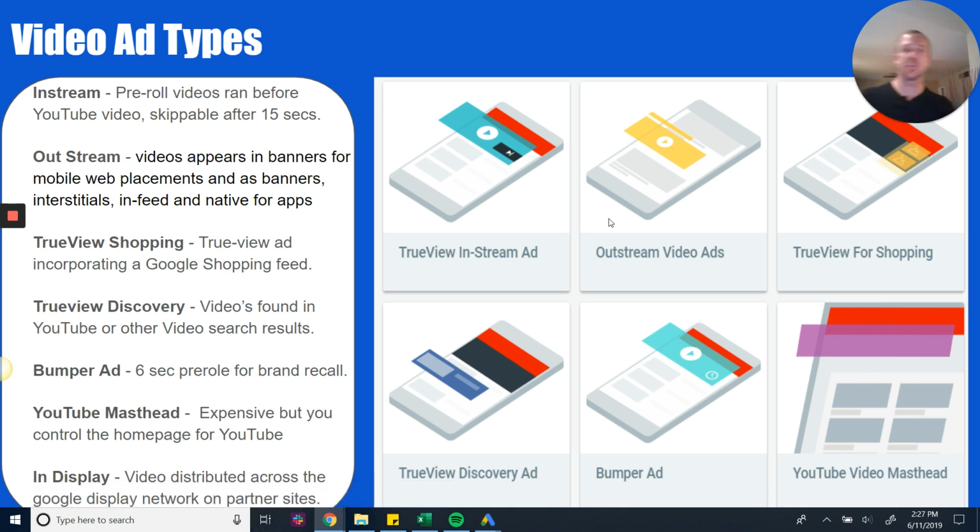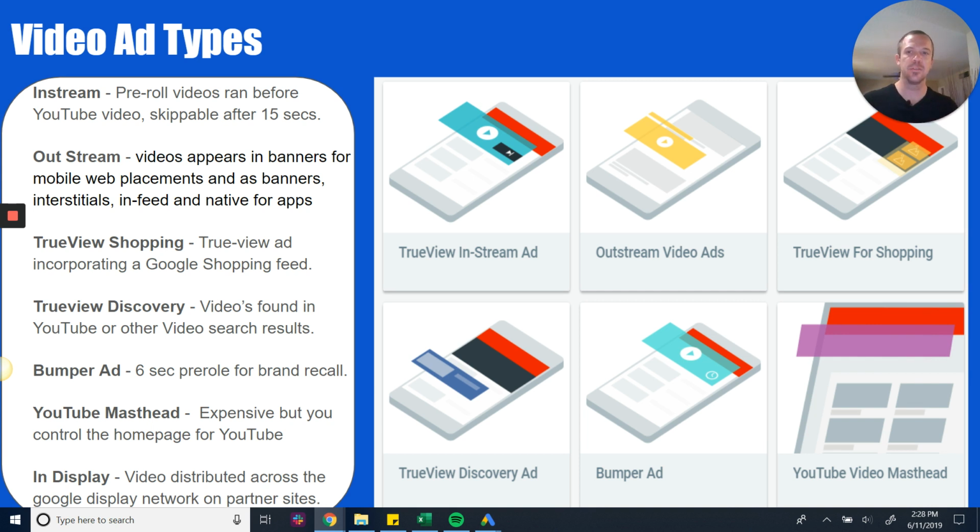So the different video types that are available to us as well. You're going to have in-stream, right? Pre-rolls and videos can run YouTube video skippable after 15 seconds. Now that's changed actually where they're after 30 seconds. So they've just changed those where they are basically more of a longer TrueView. The outstream videos appear in banners for mobile web placement, in feed, and native for apps. So these are going to be more expanded, is how they're going to show up in your actual display campaigns.